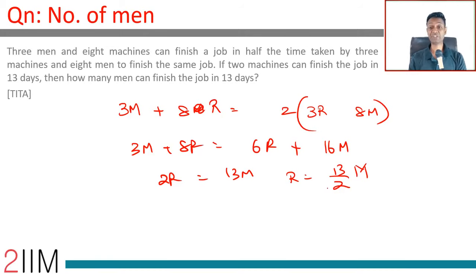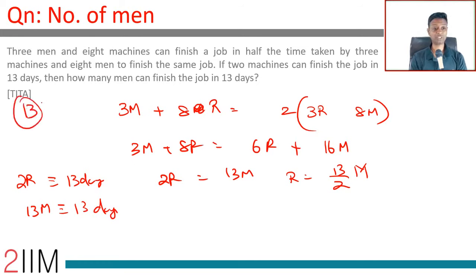If 2 robos can finish a job in 13 days, 2 robos is the same as 13 men that we have seen. So 2 robos can finish in 13 days, and 13 men can finish it in 13 days. How many men can finish the job in 13 days? 13. Done. Each robo is as good as 13 by 2 men, so 2 robos can be replaced with 13 men. If these 2 robos can finish in 13 days, 13 men can finish it in 13 days.